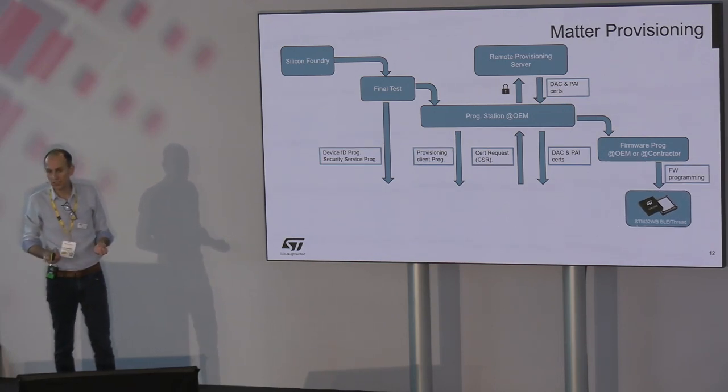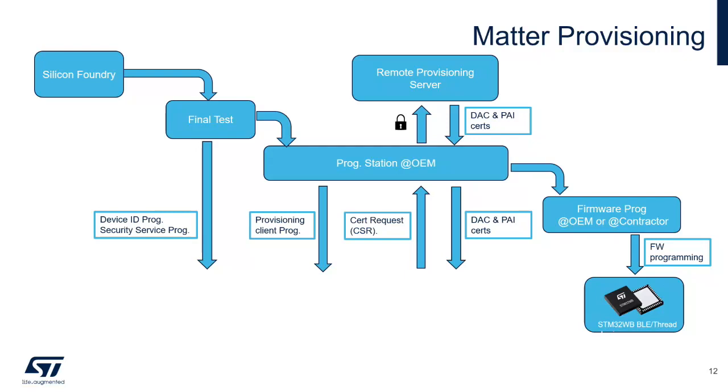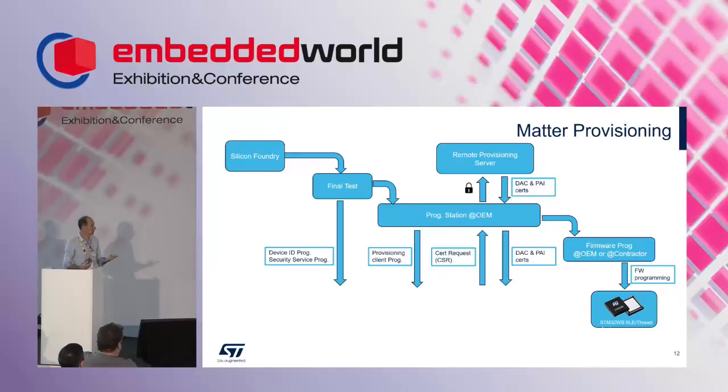Then comes the final stage, when the device is programmed with the final firmware, which is the application in itself. At that time, we have a device which is Matter ready, meaning that it contains the two certificates. We speak about the DAC, which is the device attestation certificate, and the PAI. In fact, we need two security certificates to turn a chip into a future Matter device. So we have the two certificates which are programmed, and then the application in itself. And at this stage, the device is Matter ready.